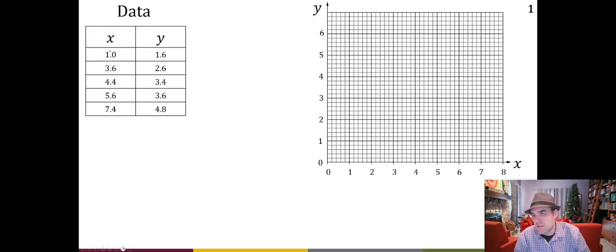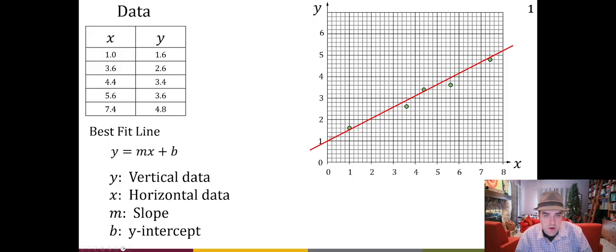So for instance, for X is 1, Y is 1.6, we can put that data point on our plot, and we do that for all of our data points. And we see here we have this nice kind of linear trend. Well, to help us mathematically determine that trend, we can do something called a best fit line. So I've drawn a best fit line here in red, and just as a reminder, the equation for a line is y equals mx plus b, where y is your vertical data, x is your horizontal data, m is your slope, and b is your y-intercept.